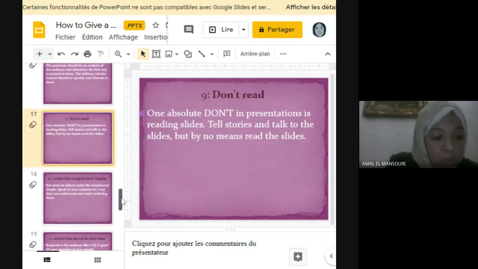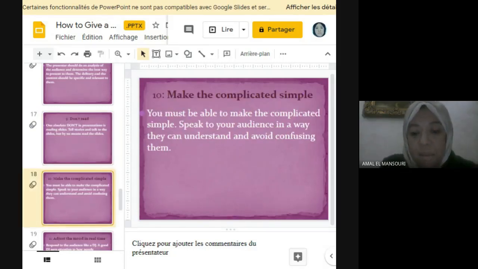Now, the next idea is make the complicated simple. You must be able to make the complicated simple. Speak to your audience in a way they can understand and avoid confusing them. Of course, simplicity is a complex undertaking. You cannot reach simplicity without understanding the complexity and subtleties of your topic. Your job is to make the complex easily graspable to your audience.